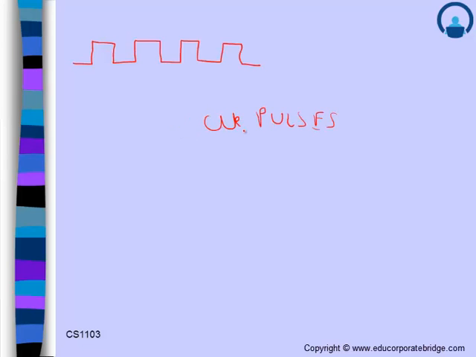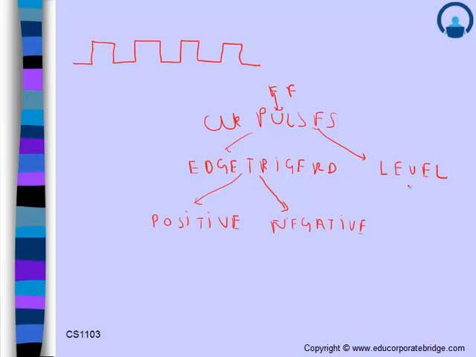Let's say clock. First of all, we'll start with the pulses. What actually are clock pulses? Suppose these are the clock pulses. Clock pulses are of different types. Similarly, we have flip-flops that work on different types of clock pulses, like edge triggered and level triggered. In edge triggered we have two types, positive and negative. Also in level triggered we have positive level triggered and negative level triggered.